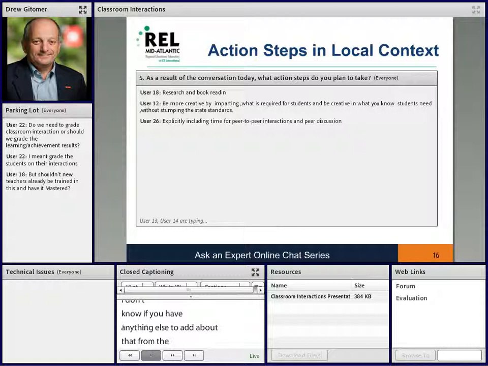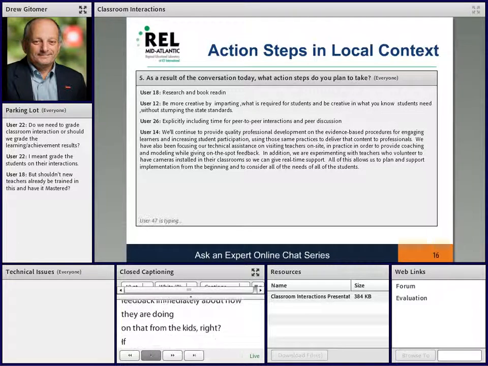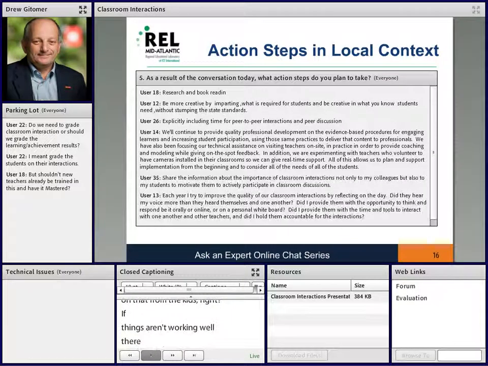I don't know if you have anything else to add about that from the teacher preparation standpoint, Drew. Oh, well, A, it's critical, and B, one of the things that happens is that teachers get feedback immediately from the kids about how they're doing on that. So if things aren't working well there, you know it. And if you really can't manage a classroom, you're out of there in not too long. You just decide this is not for me.